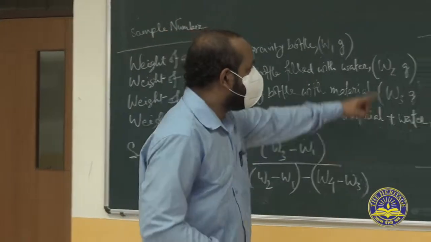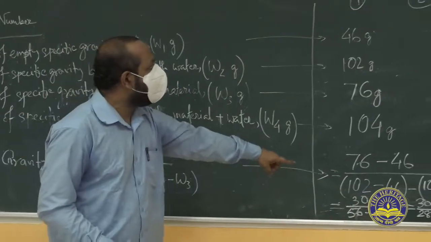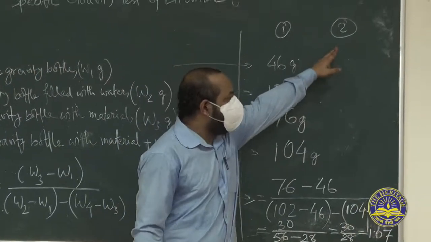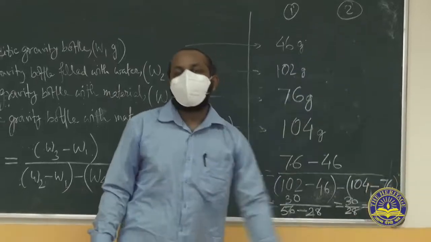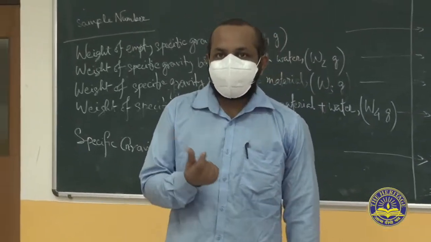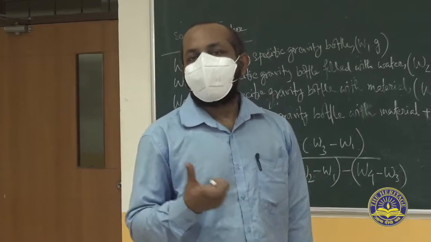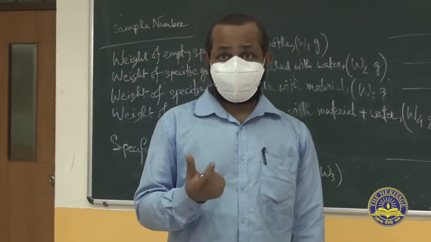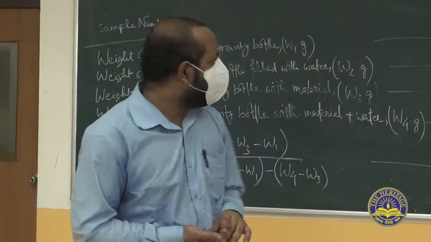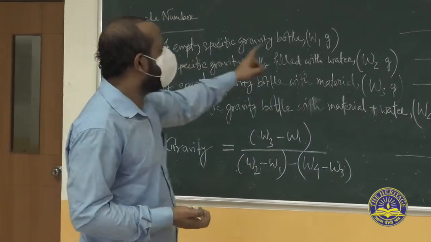This is the first sample, and similarly we can do it for the second and third, and then you can take the average of that. That average value will give us the specific gravity of the bitumen.